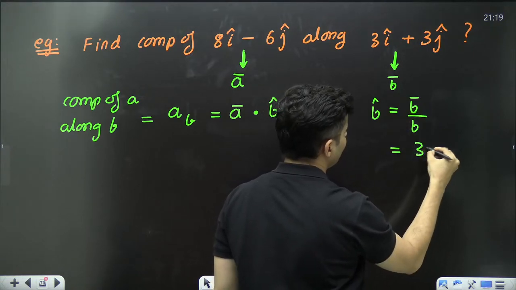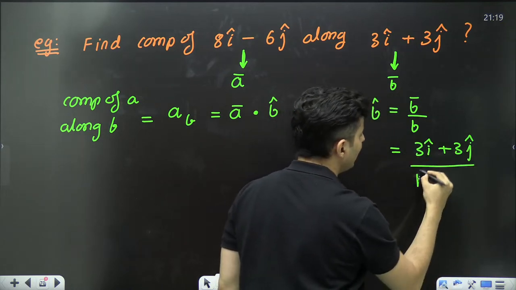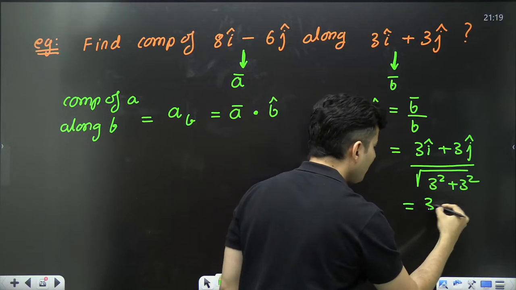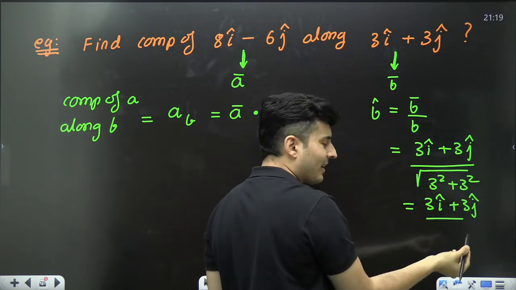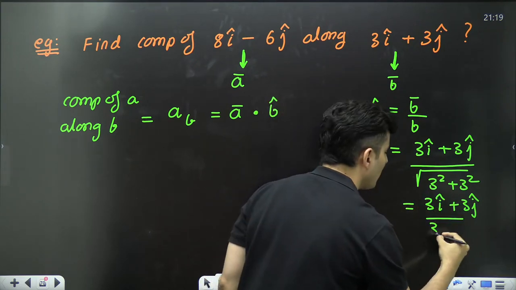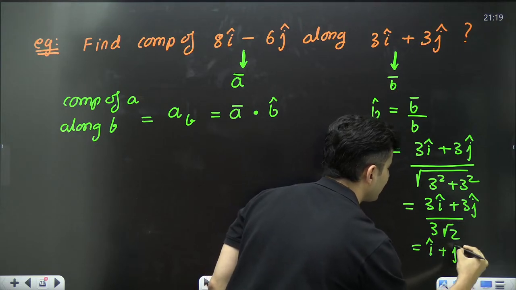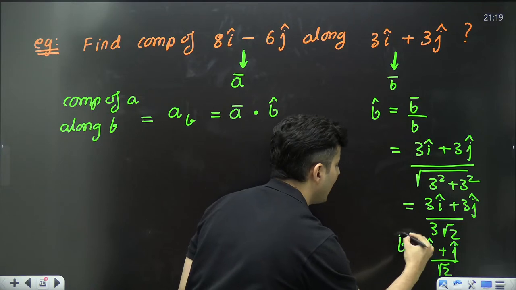B vector is 3i plus 3j. The magnitude of that will be square root of 3 square plus 3 square. So that will be 3i plus 3j, and 3 square plus 3 square, guys, it's basically 3 root 2. 3, 3 cancels. So i cap plus j cap divided by root 2. That is your B hat vector.